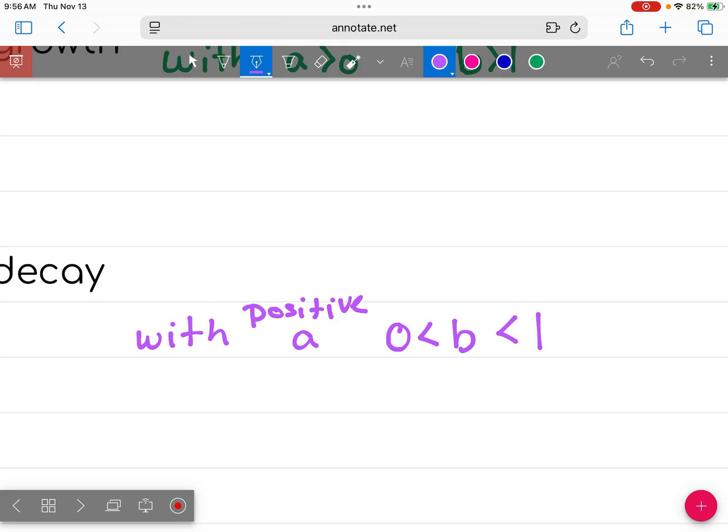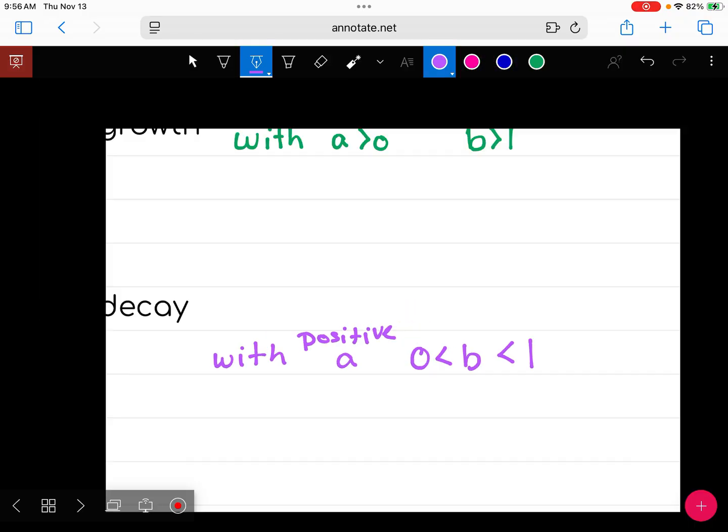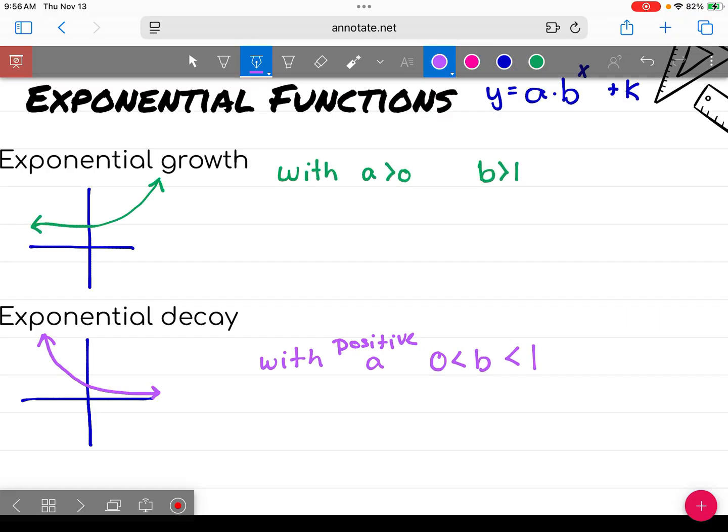If we have a negative a value, what that's going to wind up doing is switching the behavior, because it will do that reflection across our x-axis. So we're going to practice with it later, and we'll see what that looks like a little bit.